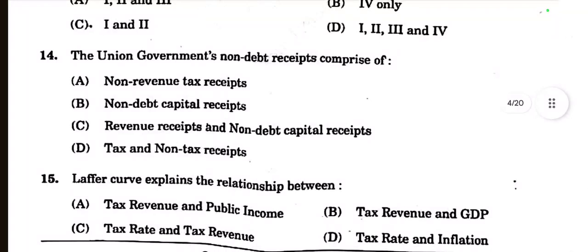Then come to question number 14. The union government's non-debt receipts comprise of non-debt receipt, non-revenue tax receipt, non-debt capital receipt, or revenue receipt and non-debt capital receipt. The union government's non-debt receipts comprise of revenue receipt and non-debt capital receipts. Option C is the right choice here.